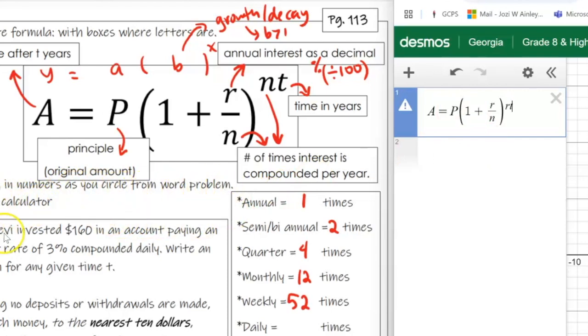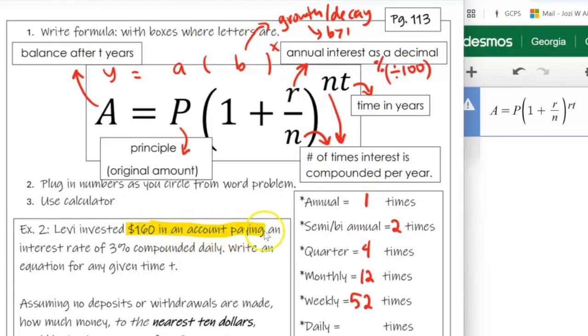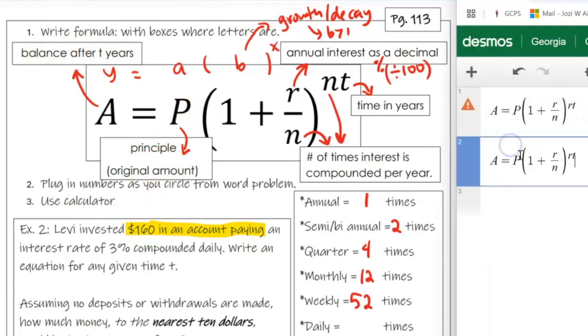my calculator. So Levy invested $160. So what is $160 in an account? Is that the balance left after years have passed? No, because nothing has passed yet. So it's not the balance left. Is it the principal? Yes, my original amount is 160. So I'm going to come here where we have a P, and that P is 160. My initial investment is 160.